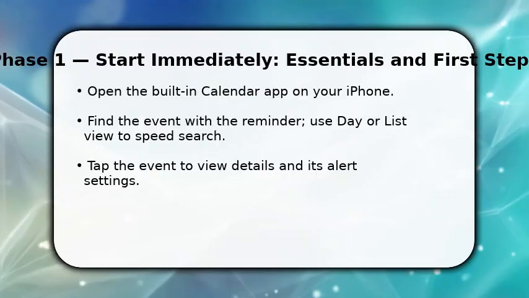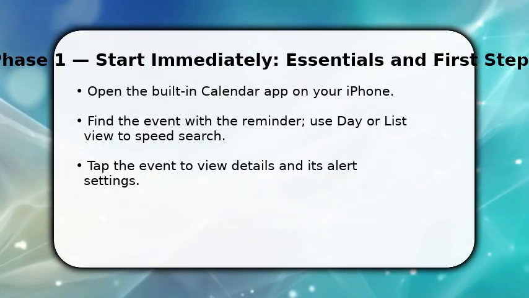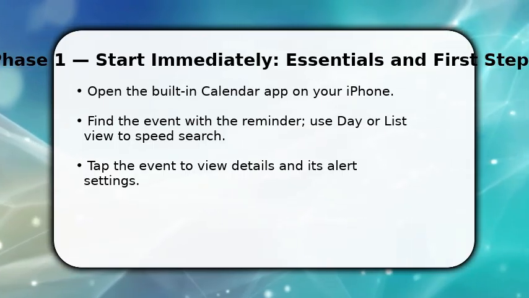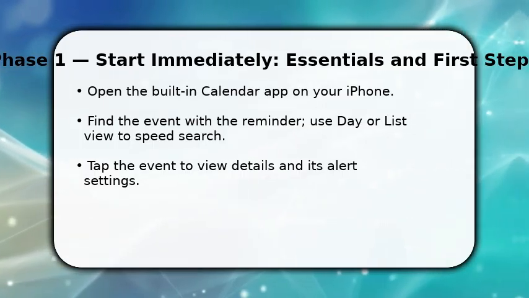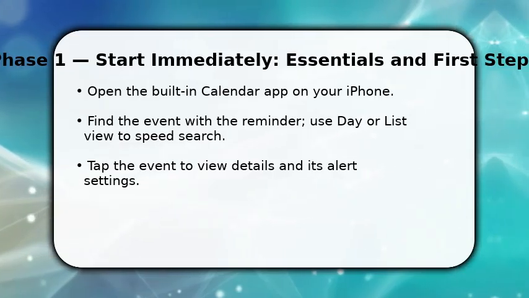Enjoy the video. You start by opening Calendar and finding the exact event that created the reminder. Tap Day or List to narrow results. Once you see the entry, tap it to reveal details.